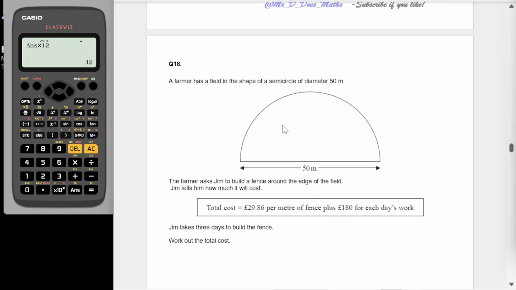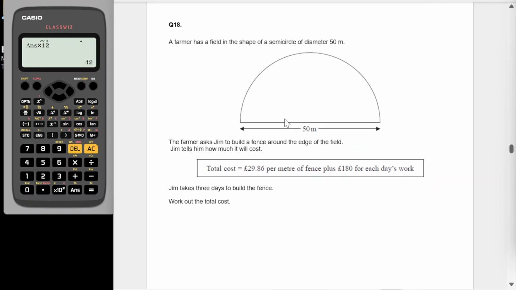Okay, question 18. A farmer has a field in the shape of a semicircle with a diameter of 50 meters. The farmer asked Jim to build a fence around the edge of the field. Jim tells him how much it will cost. Total cost £39.86 per meter of fence plus £180 for each day's work. Jim takes 3 days to build the fence. Work out the total cost.